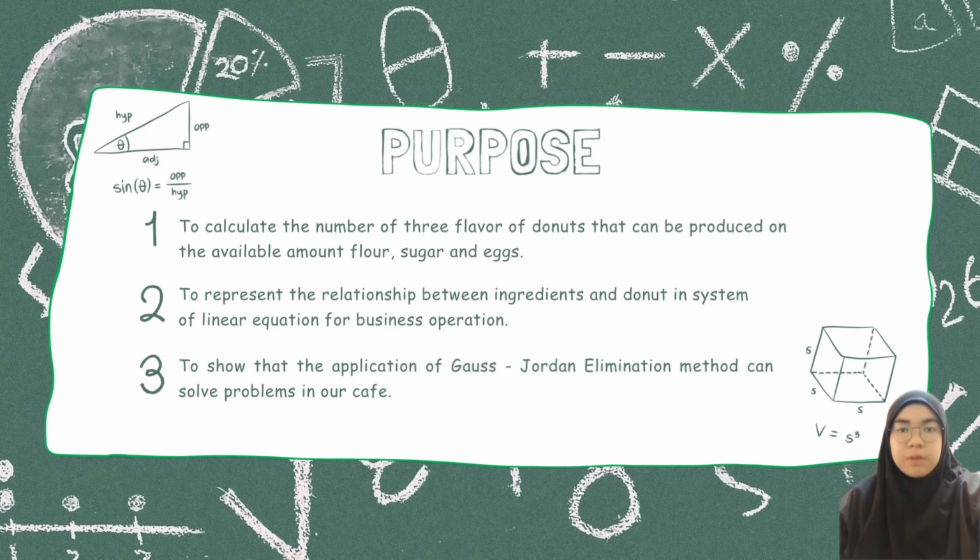Now we go to the purpose of this study. First, to calculate the number of three flavors of donuts that can be produced based on the available amount of flour, sugar, and egg. Second, to represent the relationship between ingredients and donuts in a system of linear equations for business operation. Third, to show that the application of the Gauss-Jordan elimination method can solve problems in our business.